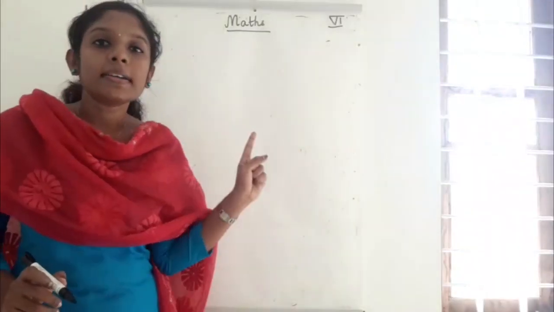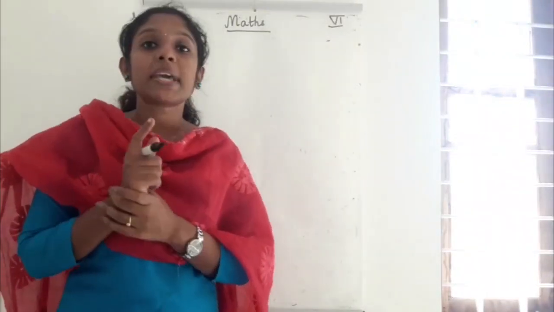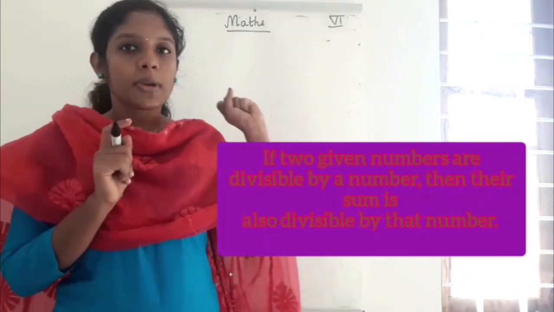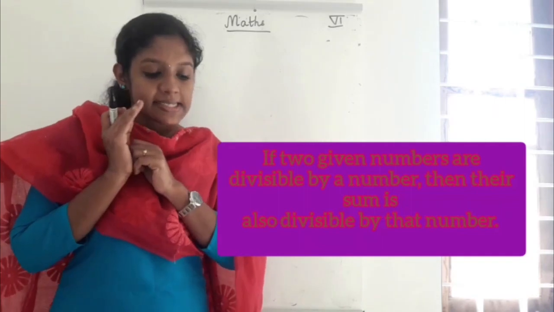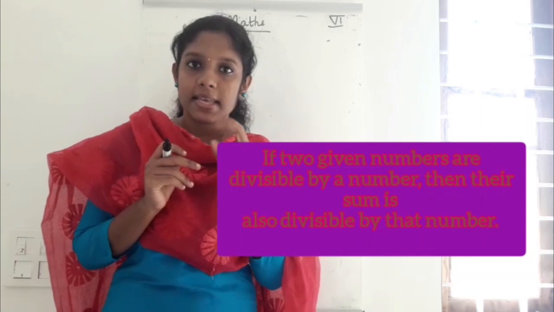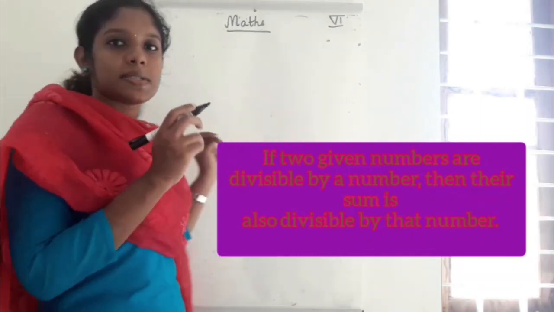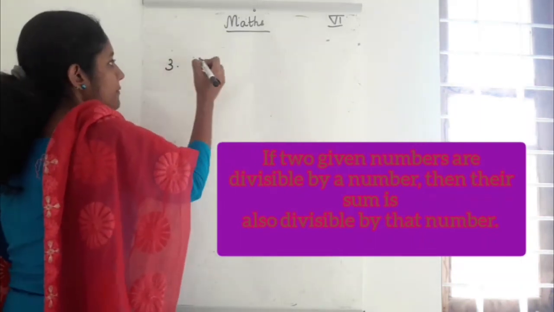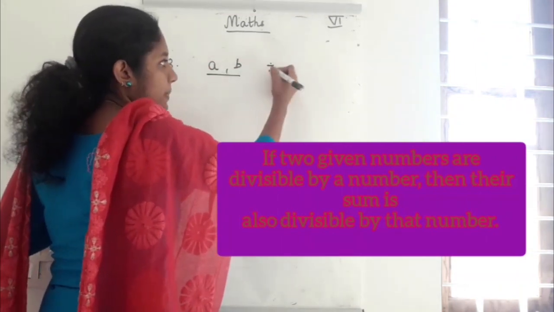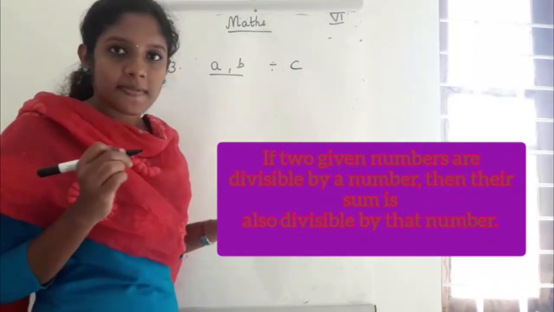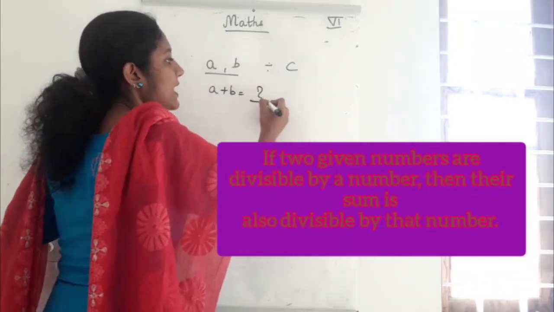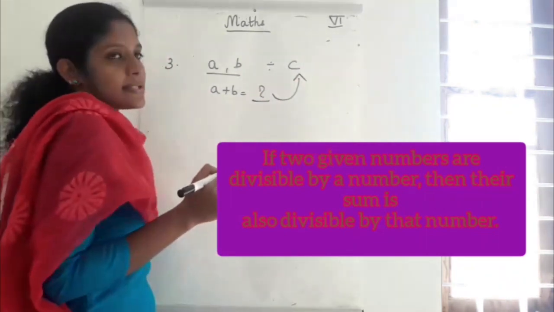This is the third divisibility test: if two given numbers are divisible by a number, then their sum is also divisible by that number. For example, if A and B are two numbers, both divisible by C, another number, then their sum, A plus B, will also be divisible by C.